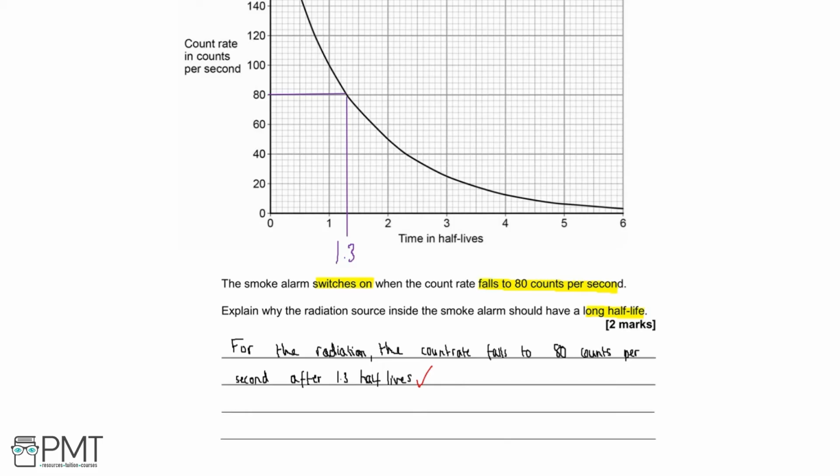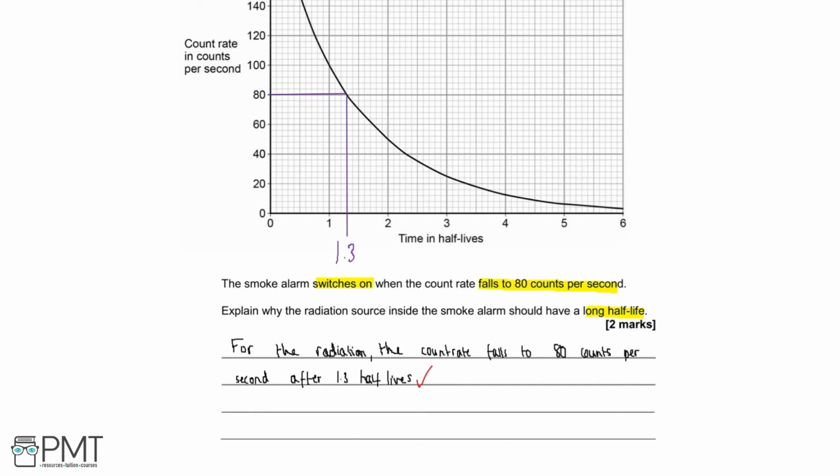So you'd have a smoke alarm that was going off about every 1.3 days, even though there was no smoke. However, if we had a sample with a really long half-life, then because it's decaying so slowly, our count rate stays approximately the same. And this means that when there actually is smoke detected, then the count rate falls and the smoke alarm can go off.